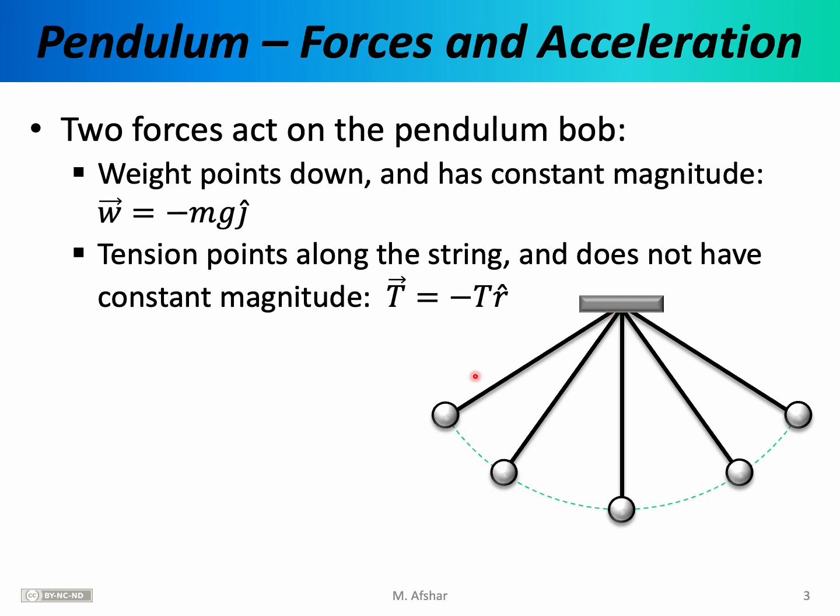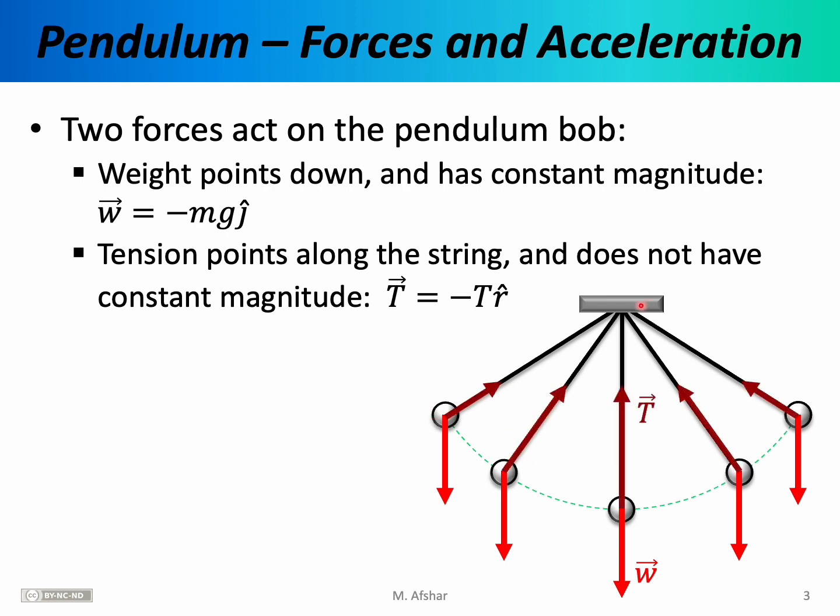We can represent these forces pictorially as follows. We can say that weight points downwards and it has a constant magnitude. So these red arrows represent the force of gravity or weight acting on the bob at various positions, and they all have equal magnitudes. Tension is a little more complicated.